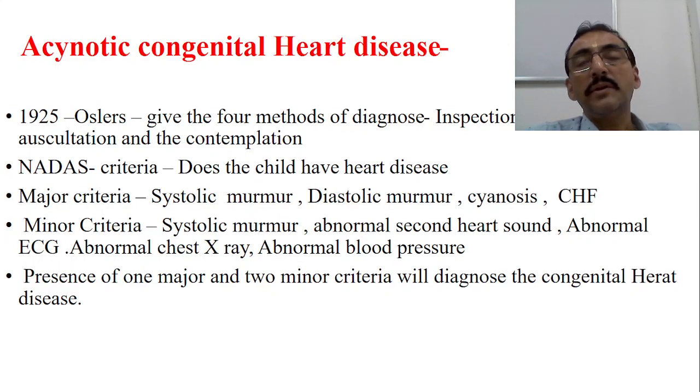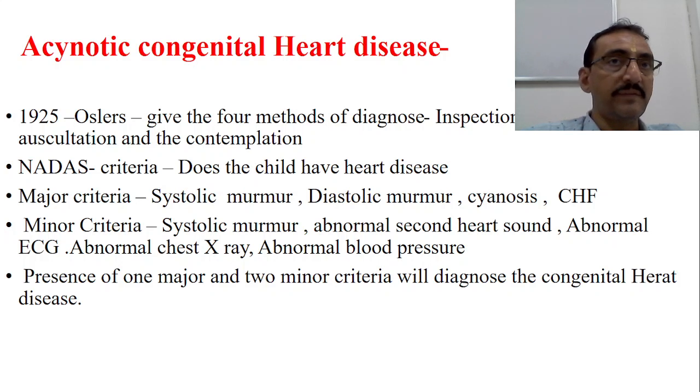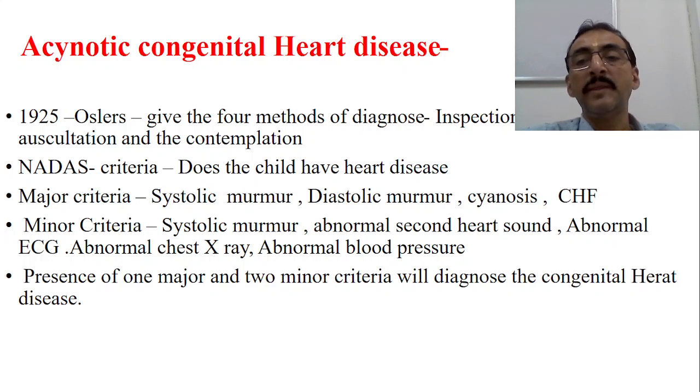The cyanotic congenital heart disease, so let us discuss first. This is one of the structural problems. In 1925, Osler gave the 4 methods of diagnosis, that is inspection, palpation, auscultation, and contemplation. And I think everybody knows about Nadas' criteria.